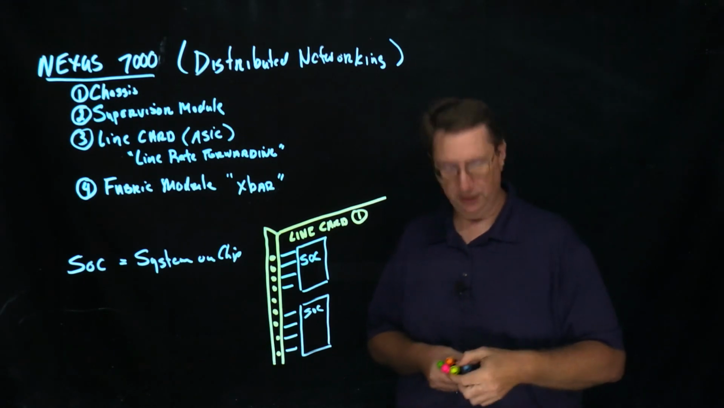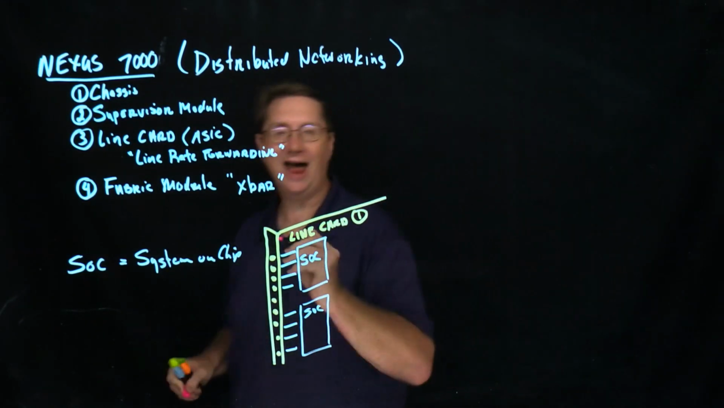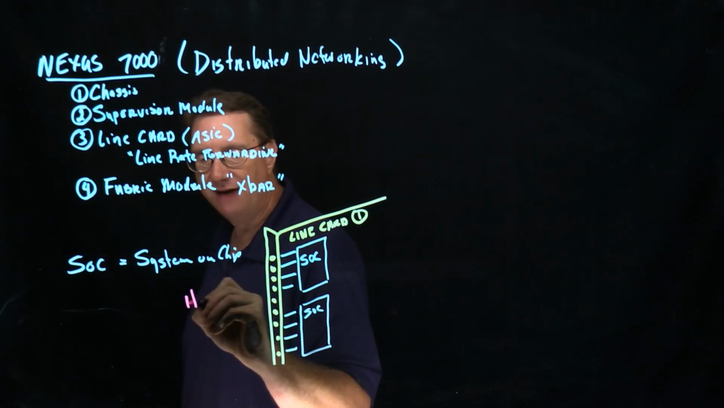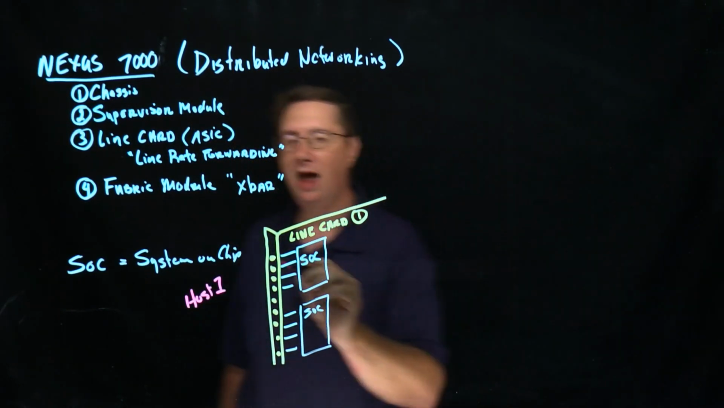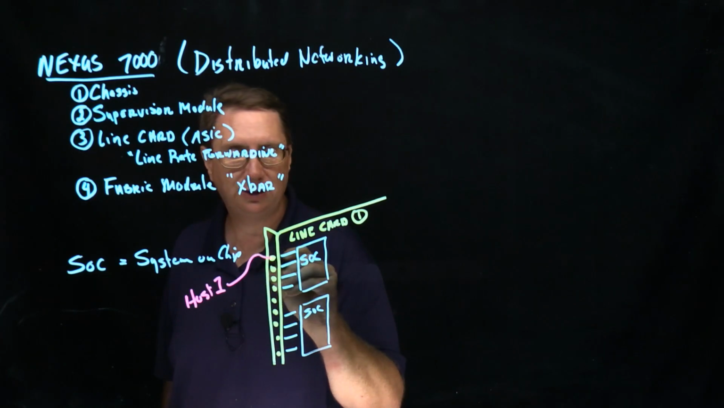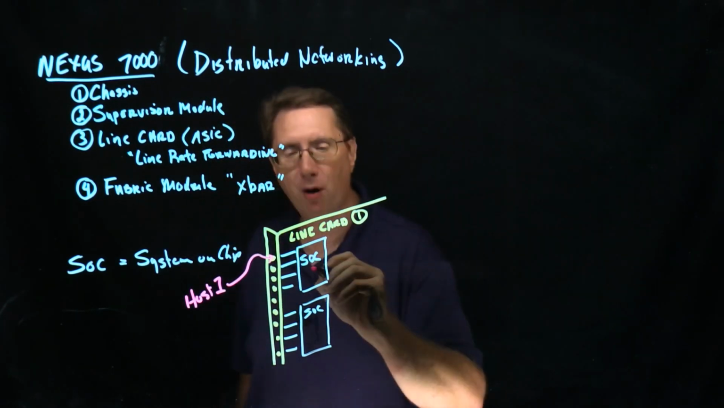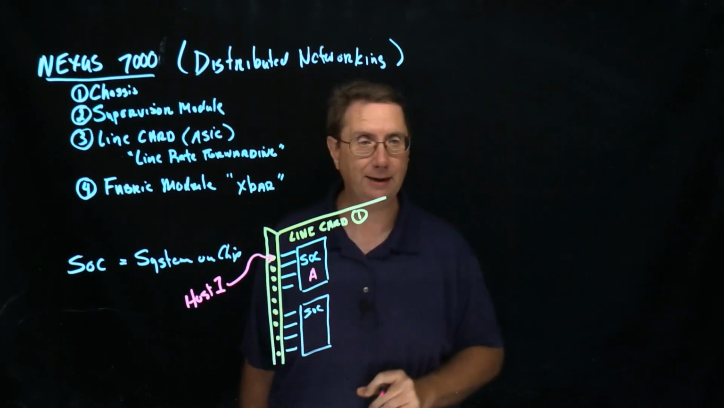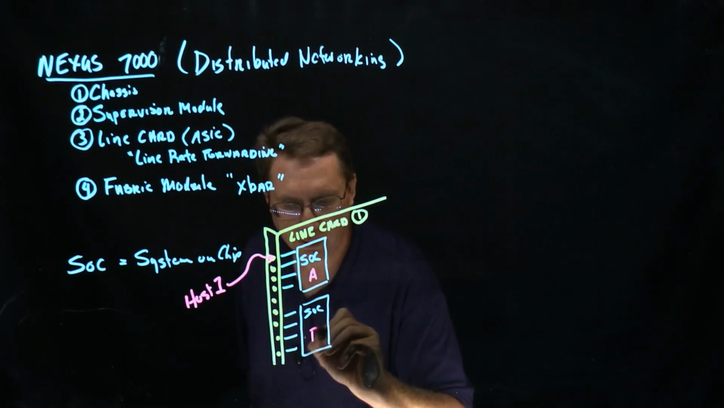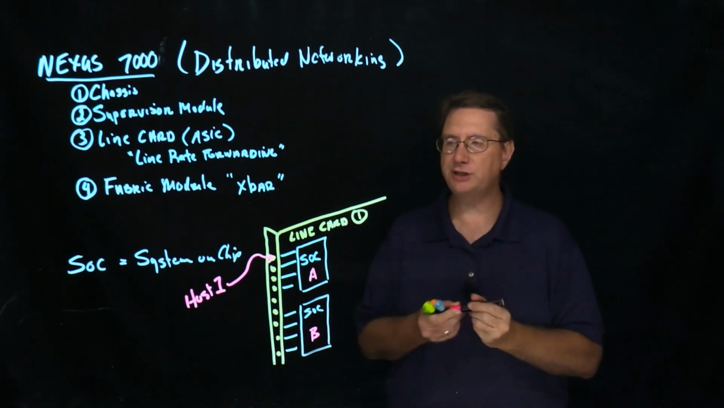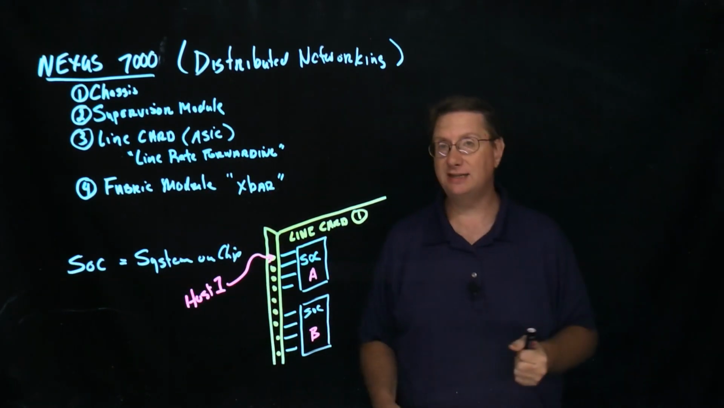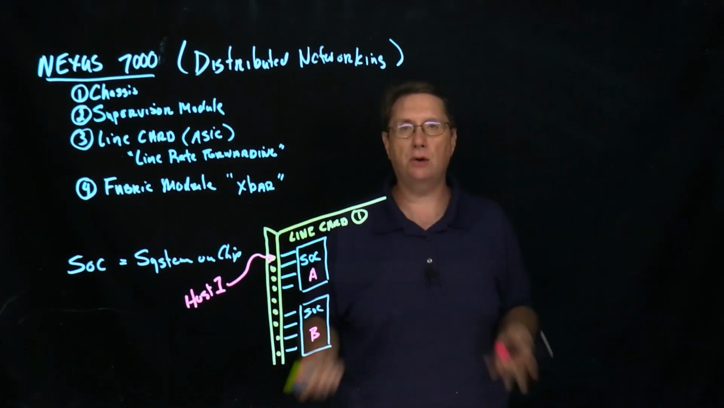So the ultimate comparison here is if I have a device, let's just say I have a host, and I'm going to call this host Host 1, and that host is connected to this interface, which makes it part of SOC-A. We'll go ahead and call this one SOC-B, just as a talking point. What we need to understand is that as data comes into this line card, it needs to go somewhere.